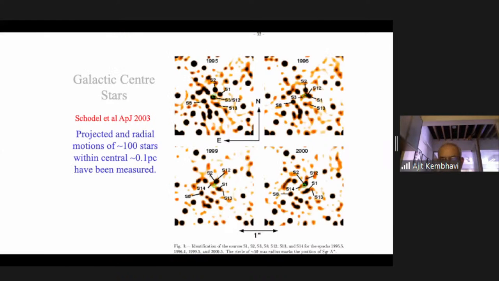Right, and then you see that here over a long period of time, and incredibly difficult observations because of the difficulty in maintaining a coordinate system for such periods of time. And then you see that so many stars are being observed, 1995, 1999, 2000, and the same stars. Just star S1 is here, S1 is here.